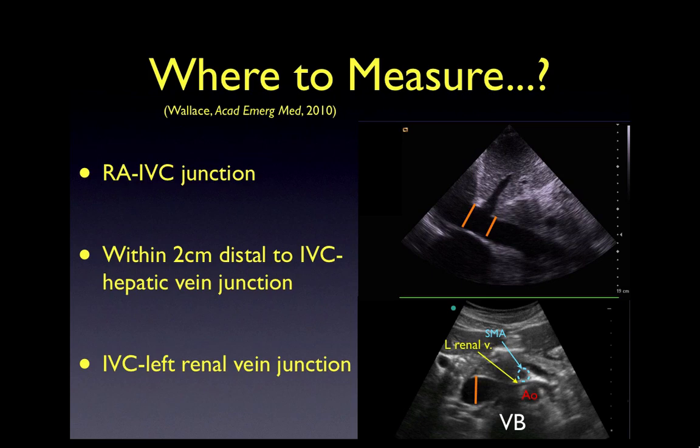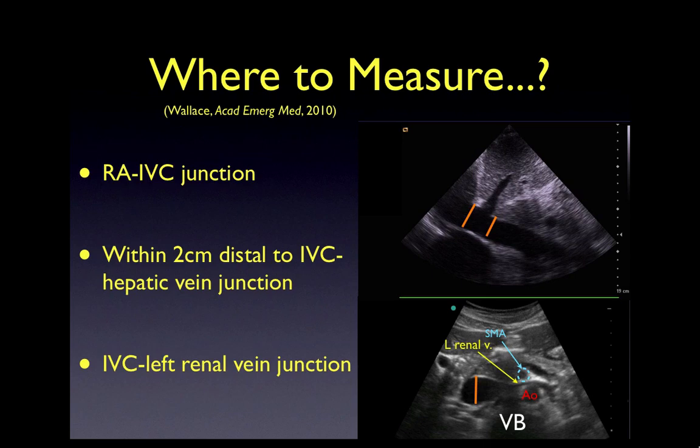What they found was that the measurements at the RA-IVC junction were relatively small compared to the other two areas. They hypothesized this was due to a relative decrease in compliance from strong diaphragmatic attachments. The measurements at the other two areas correlated well with one another.